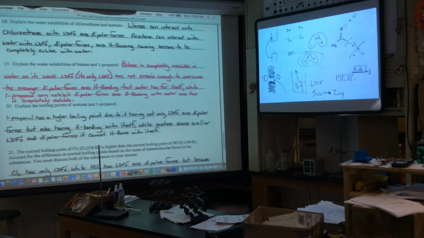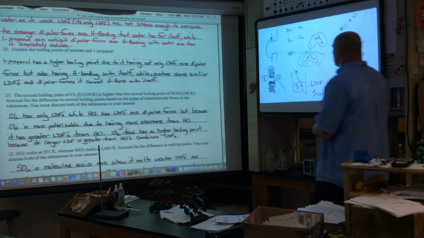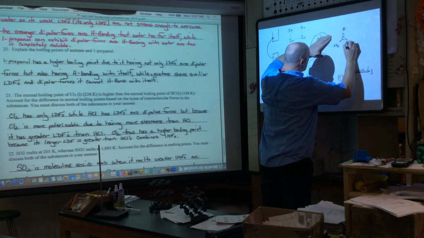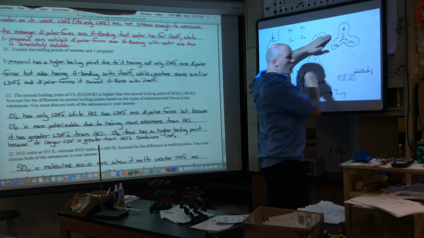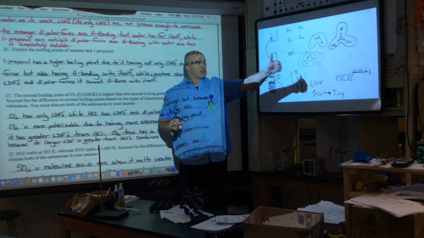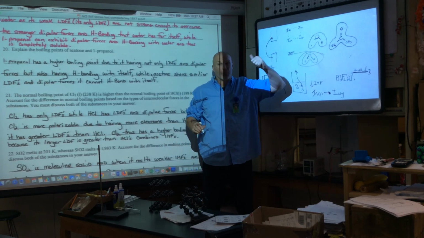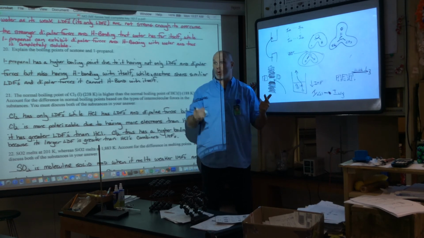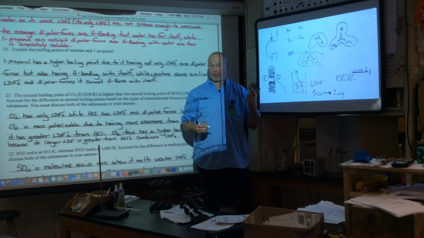Explain the boiling points of acetone and 1-propanol. Well, as we talked about, when we talk about boiling points, careful. This is acetone attracting itself. It has an electron cloud, it has LDFs, it's polar, has dipolar forces, but what can it not do with itself that it could do with water? H-bond.